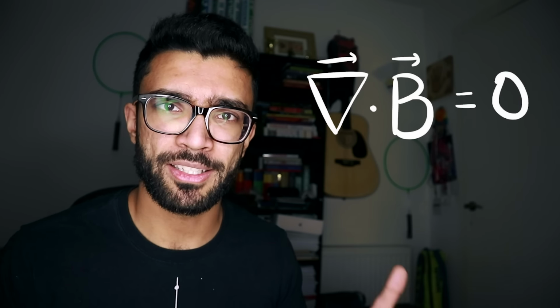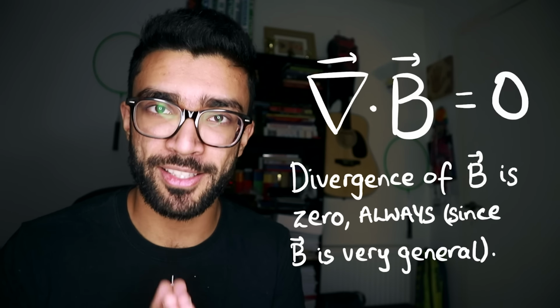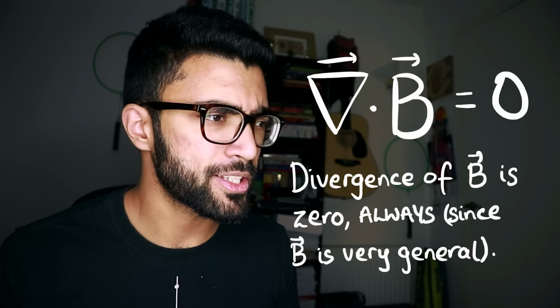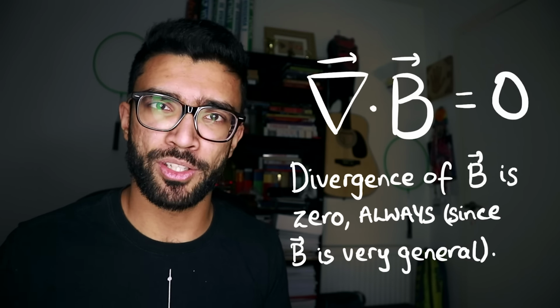Now, this equation tells us that the divergence of the magnetic field is zero always, because it's not saying that in some specific regions the divergence of the magnetic field is zero. No, it's saying that the divergence of any magnetic field of any magnetic object is always zero. This is really important because it tells us a couple of things.